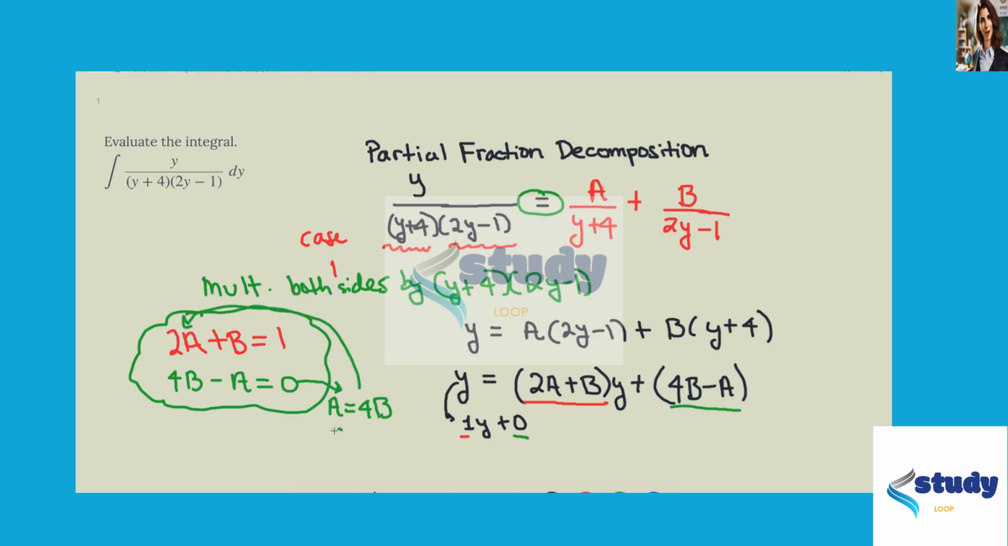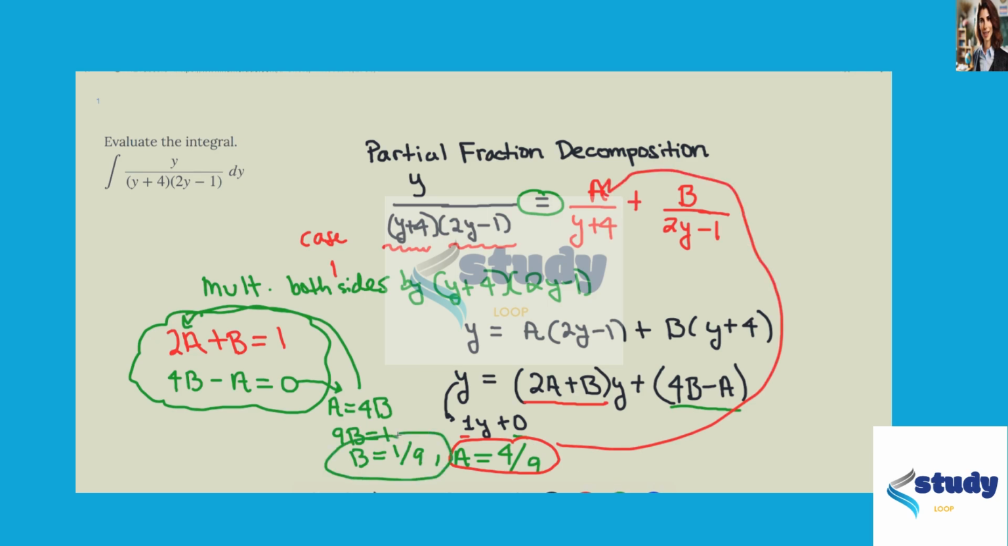So doing so, you get 9b equals 1. So b is 1 over 9. And then a is 4b, so a has to be 4 times 1 over 9. So these are the values for a and b that we'll plug in up here, and similarly for b. So we'll plug those into the right-hand side, then we'll integrate. I'm running out of room here, so let me go to the next page.